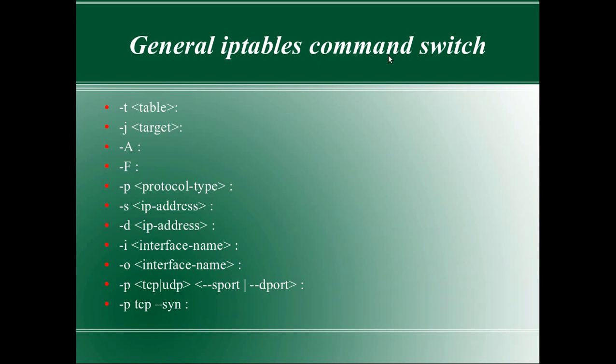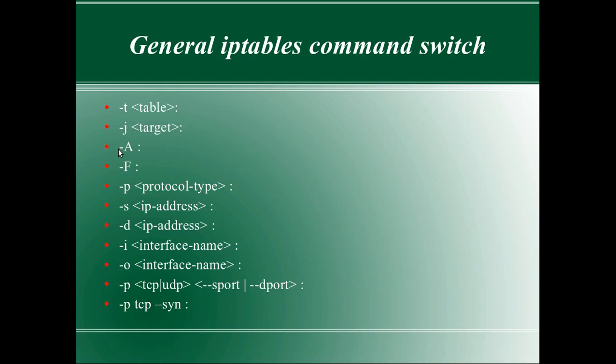General iptables command switches. Minus t says which table a rule is to be added to or deleted from. It could be your filter table, NAT or mangle. Minus j says what action is to be taken, whether it's to be dropped, rejected, accepted or NATed.